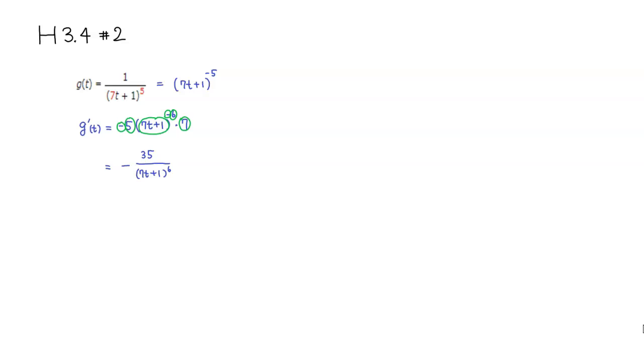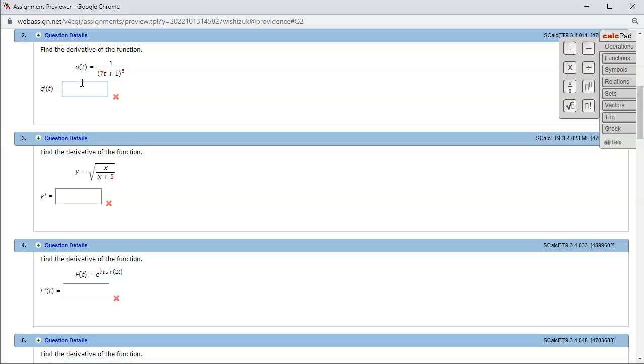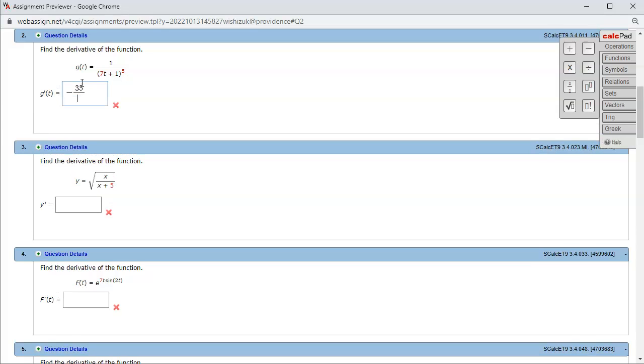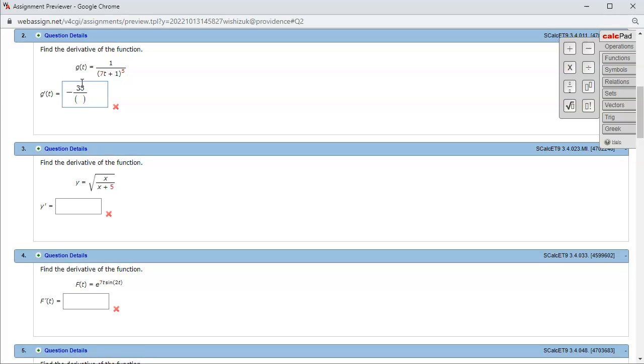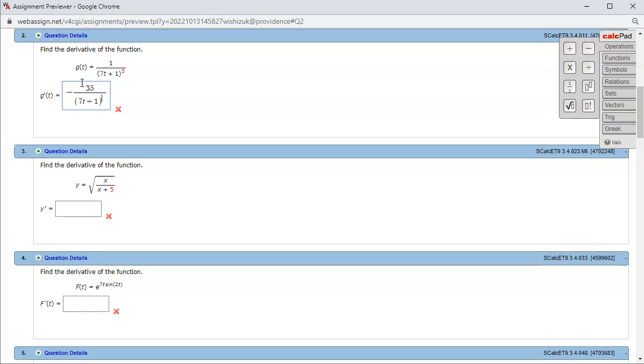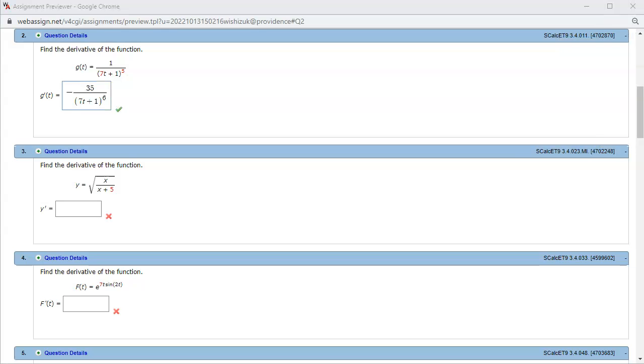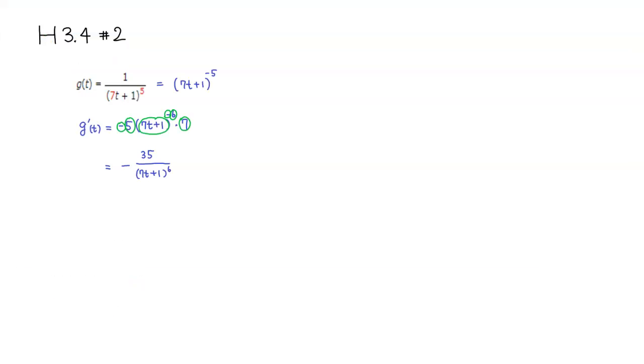All right, let's type it in. We have negative 35 over quantity 7t plus 1 raised to the sixth power. Let's check the answer. It came back and looks like we got this one correctly. All right, that's it. I hope that this was clear.